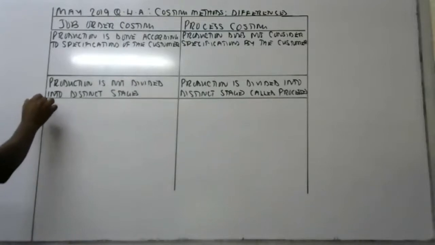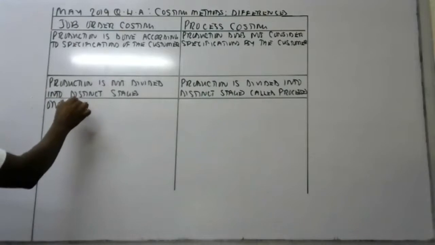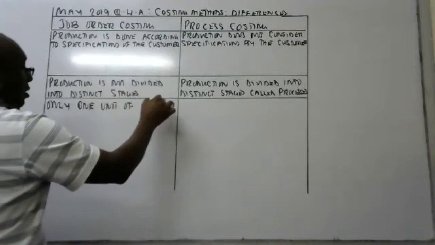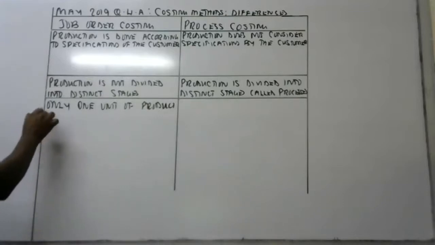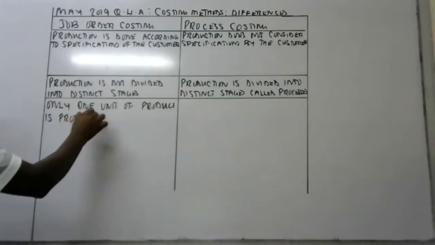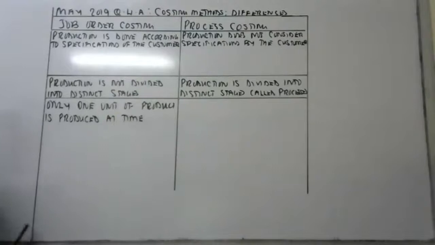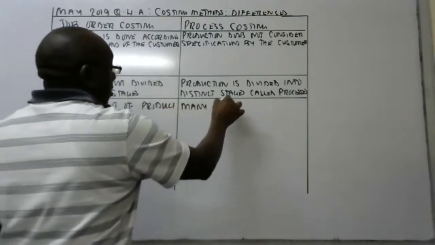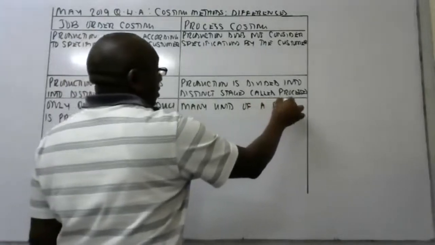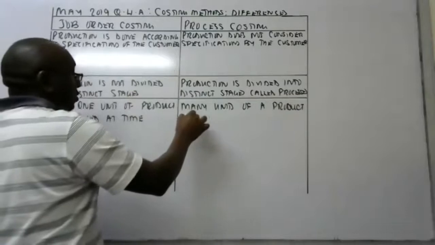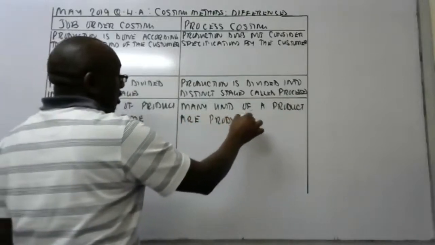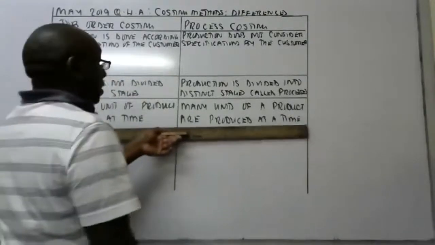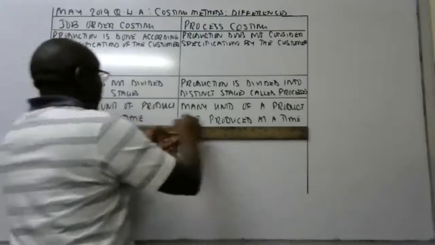Something else is that only one unit of a product is produced at a time. But here, many units of a product are produced at a time.